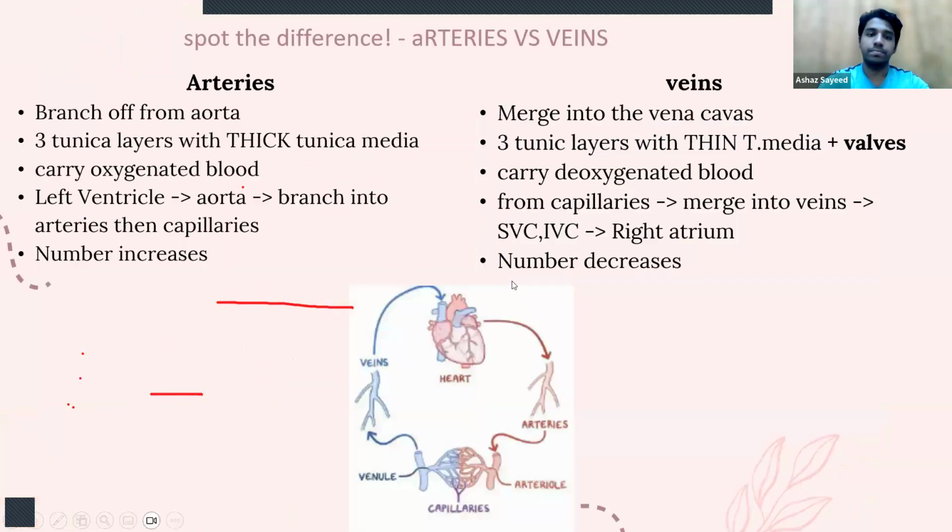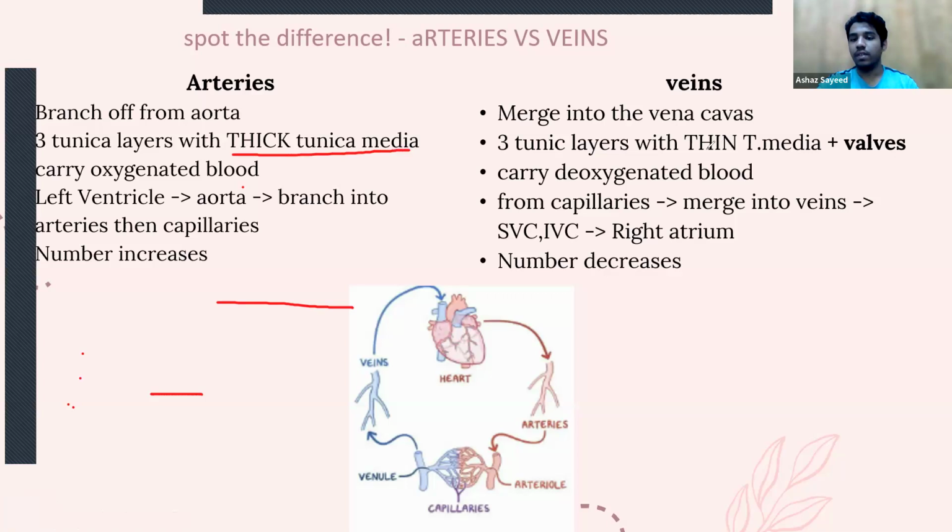Remember that. Here you have some more differences. Arteries branch out, veins merge. Arteries have three tunica layers and a thick tunica media. Veins, on the other hand, have three layers again, but the tunica media is thin and they have valves. You have your thick tunica media in arteries, a thin tunica media in veins, plus valves. Remember this characteristic of veins, the presence of valves. Arteries do not have valves. Veins have valves.